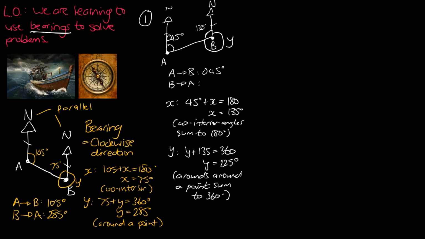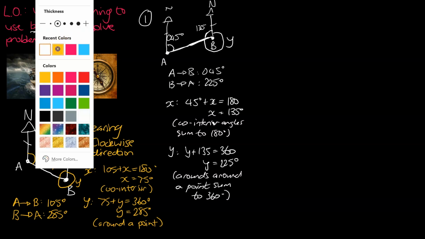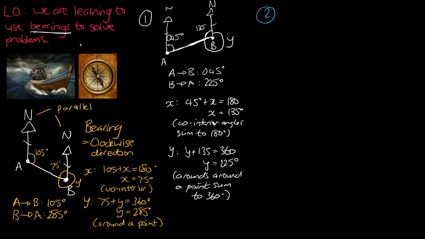So that means, back to our diagram, if you were traveling from A to B, going in this direction first, you'll be traveling at a bearing of 45 degrees. If you're going back home in that direction, you need to be traveling at a bearing of 225 degrees. Okay, we'll do one more example, and we'll use the blue pen, I think. So our last example.